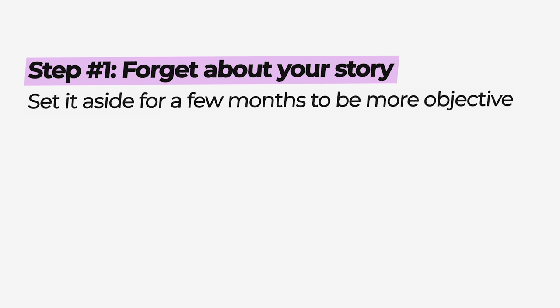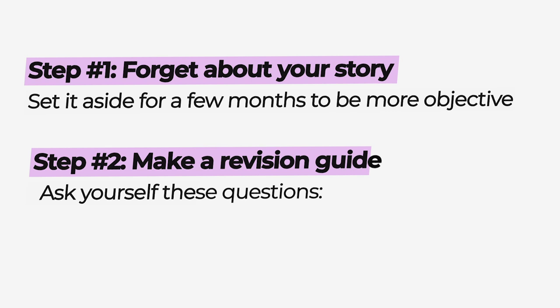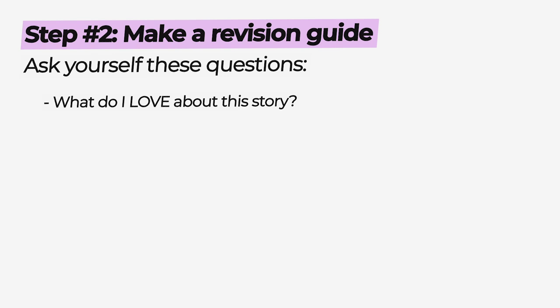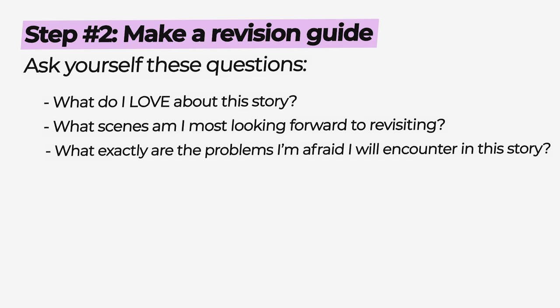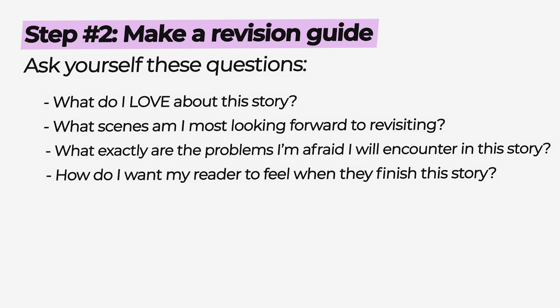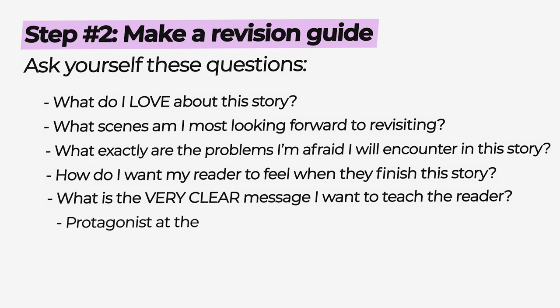Let's recap real quick. Step one, forget about your story. Set it aside for at least a month or longer if you can. Distance creates a better, objective perspective for the revision process. Step two, make a revision guide. Ask yourself these questions. What do I love about this story? What scenes am I most looking forward to revisiting? What exactly are the problems I'm afraid I will encounter in this story? How do I want my reader to feel when they finish this story? What is the very clear message I want to teach the reader? Protagonist at the beginning versus protagonist at the end.